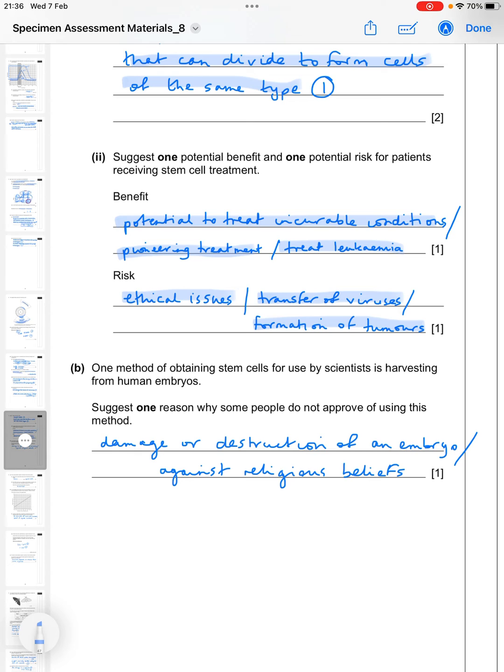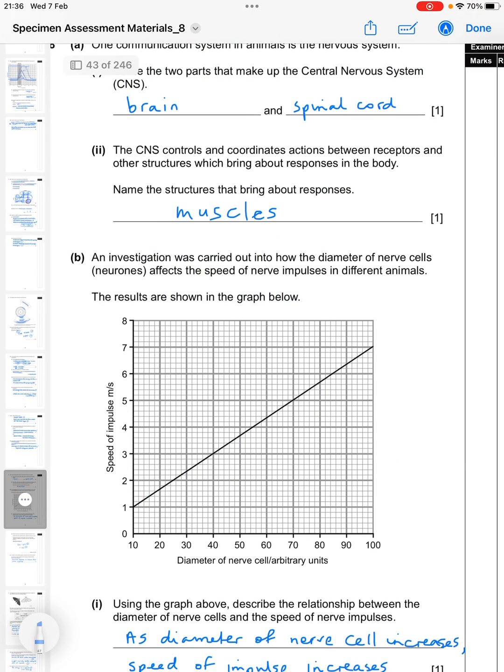So 1 method of obtaining stem cells for use by scientists is harvesting from human embryos. Suggest 1 reason why some people do not approve of using this method. It's because there could be damage to or destruction of an embryo, or you could say that it could be against someone's religious beliefs.